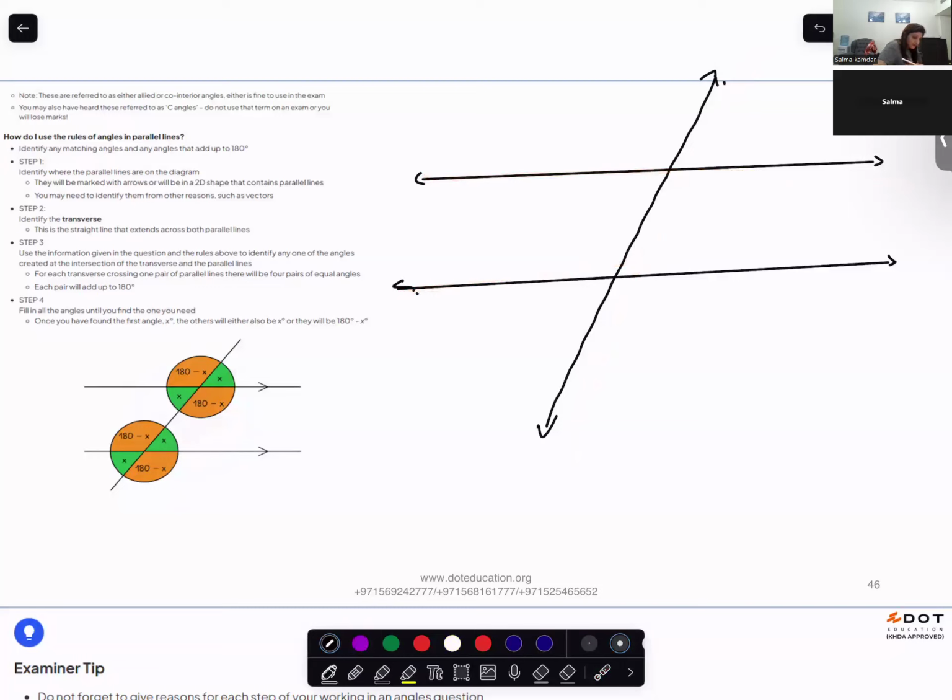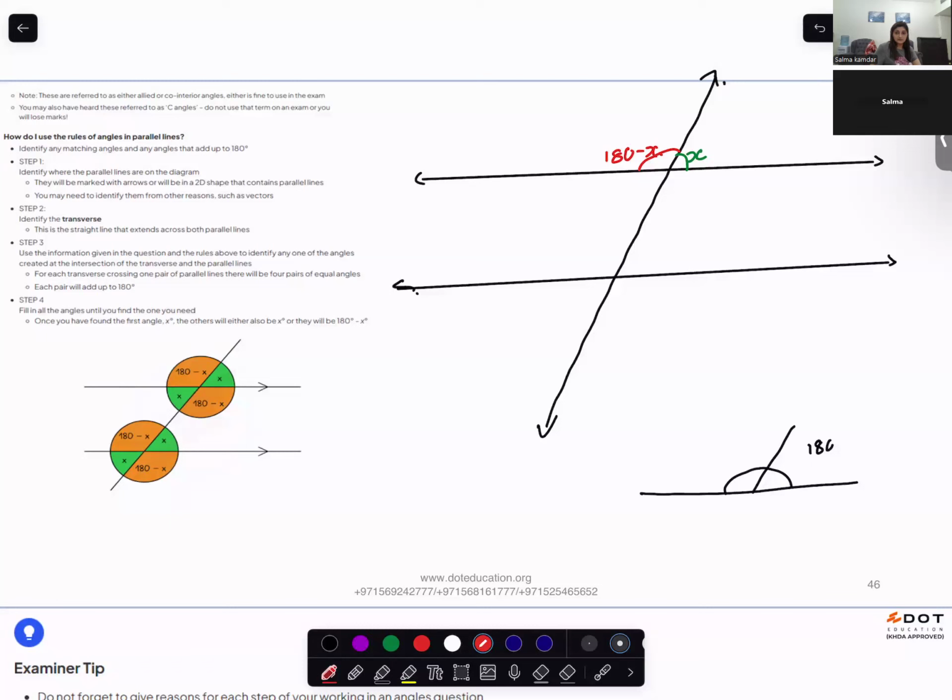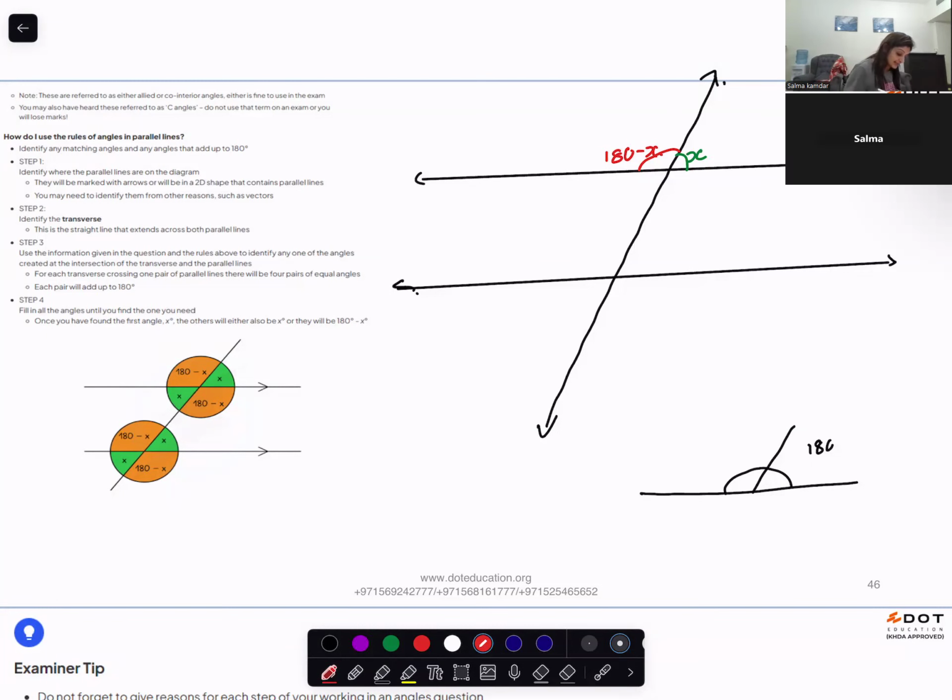First, you think from the point of view of a straight line. You know that angles in a straight line sum up to 180 degrees. So I will take this as X. Angle in a straight line is 180 degrees, so the other one would be 180 minus X. Everywhere where there is a straight line, you can use this. So it would be X and this would be 180 minus X.